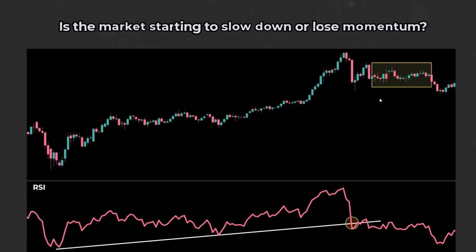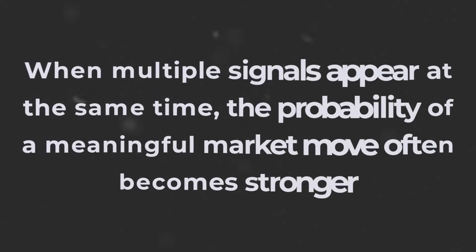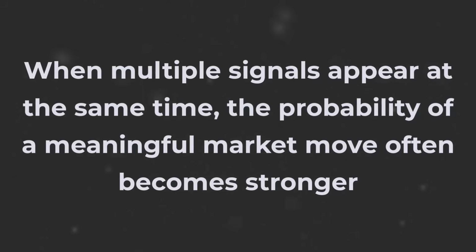Many traders also combine this idea with other RSI concepts such as divergence or RSI patterns, which we cover in other videos on this channel. These observations help us understand whether the RSI signal is appearing in a meaningful area of the chart instead of in the middle of a random market move. When multiple signals appear at the same time, the probability of a meaningful market move often becomes stronger.